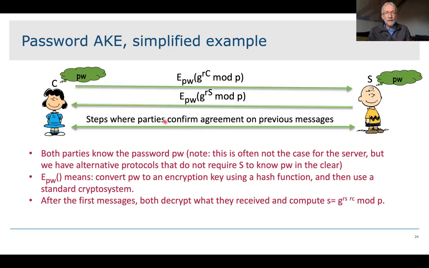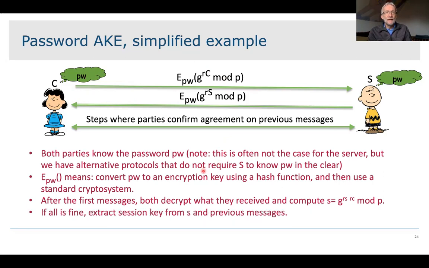So why would this help? Well, the point is that if the adversary tries to impersonate the client, the problem, of course, is that he doesn't know the password, so he cannot encrypt this value under the correct password. Therefore, the server would get a garbage value when decrypting under the correct password. So there's no way the adversary can get a successful Diffie-Hellman key exchange with the server.